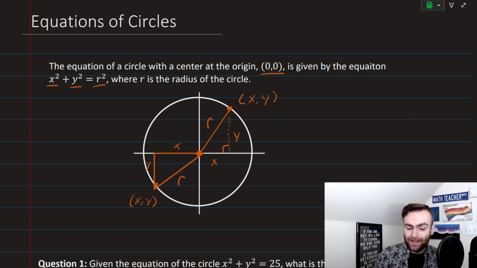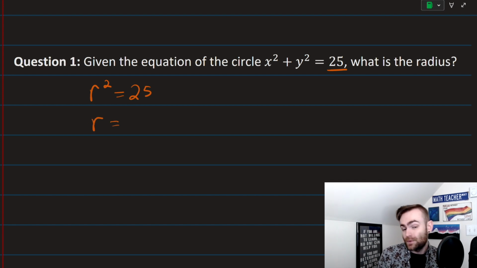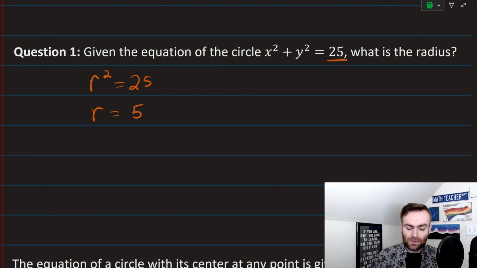So let's try it out. Given an equation of a circle, x squared plus y squared equals 25, what is the radius? Well, we are going to look at the number by itself. We have 25, so r squared is equal to 25. So r is equal to the square root of 25, or just 5. Really not that bad. Now let's shift where the center of the circle is.